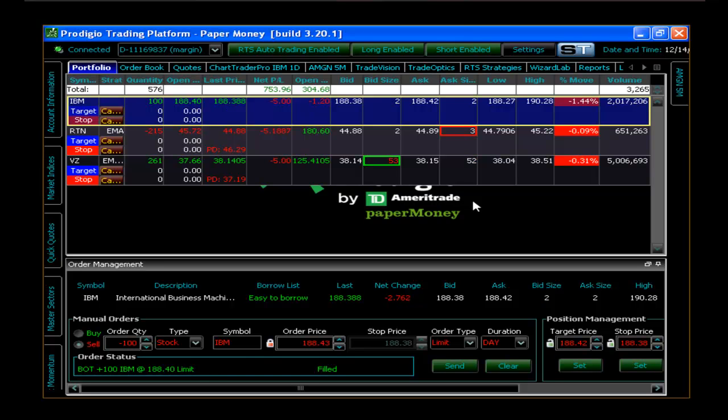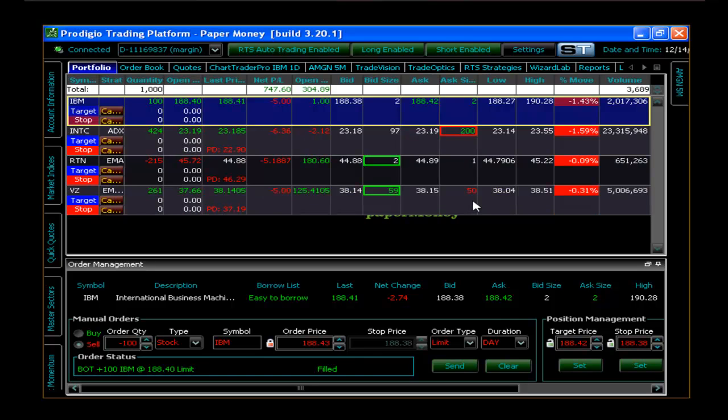And so I'm going to showcase for you today how you can use, in particular, Wizard Lab amongst other features of the platform in order to quickly find new ideas, quickly react to new ideas, and to automate aspects of your online trading.